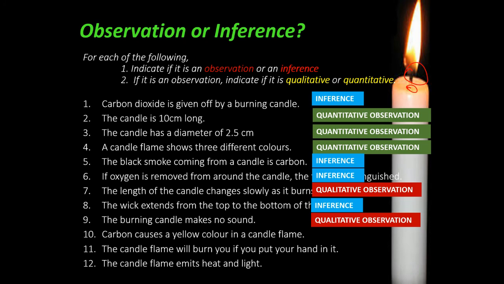Carbon causes a yellow color in a candle flame. If you were just to say that there's a yellow color in the candle flame, that would have been a qualitative observation. The inference in this statement is that carbon is causing it. We're inferring that that's carbon doing that, but we haven't directly observed that. The candle flame will burn you if you put your hand in it. If you actually did touch it and you said, ouch, it burned me, then that would be an observation. Right now we're just inferring that the candle flame will burn you.